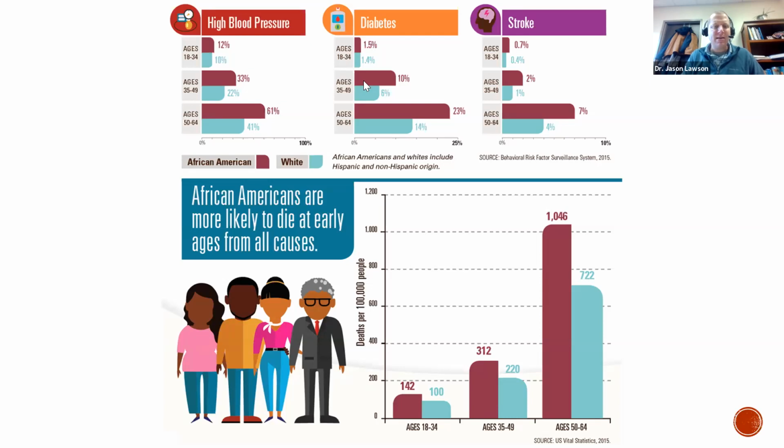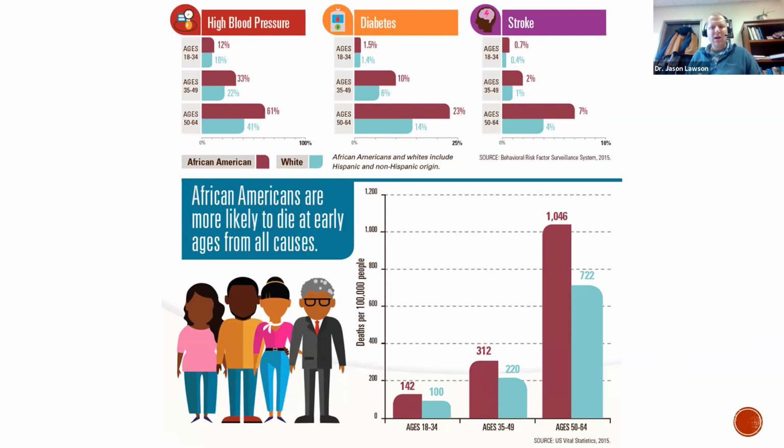Here's another slide that I really liked the visuals on. Again, looking at health inequities, health disparities. The slide is depicting that African Americans are more likely to die early, at ages from all causes. The bottom left picture is ages 18 to 34. The middle is 35 to 49, and the far right is age 50 to 64. The maroon color depicts the African American population, and the light green color represents the white population.